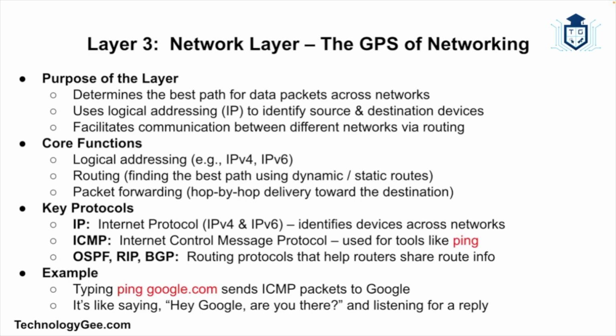And the protocols it uses are IP, such as IP version 4 and IP version 6. It uses ICMP, and that's used for pinging. And it also uses routing protocols like OSPF, RIP, and BGP. And an example of this would be when you ping a website using the command ping google.com, you're actually interacting with ICMP at this layer. It's like asking, hey, Google, are you there? And then waiting for a reply.